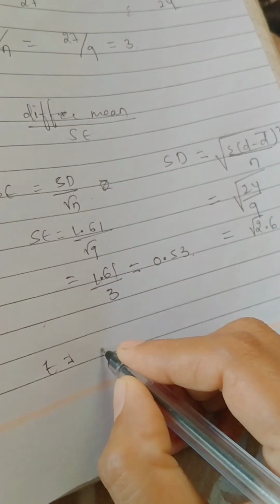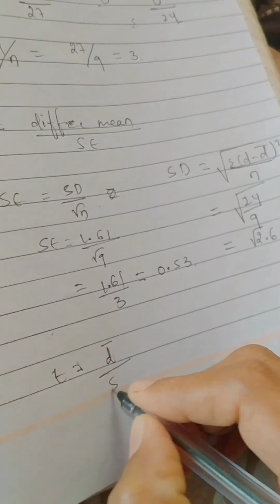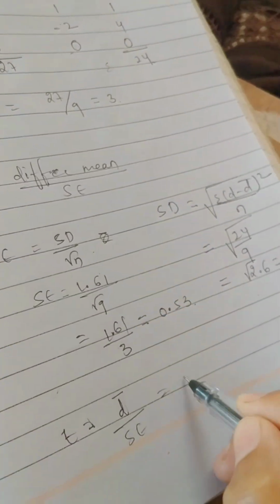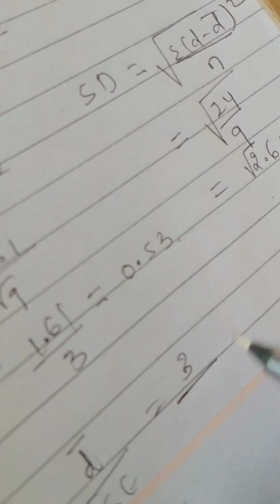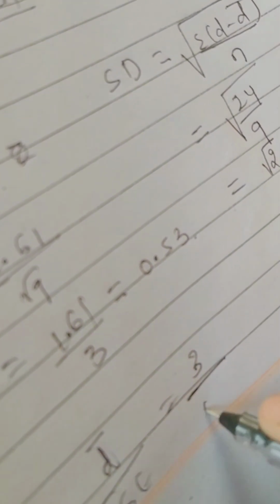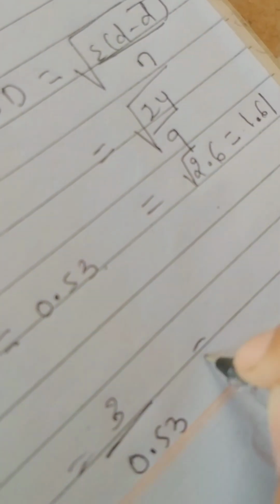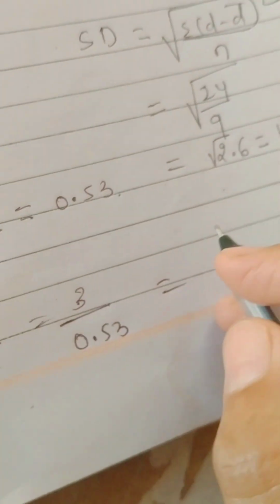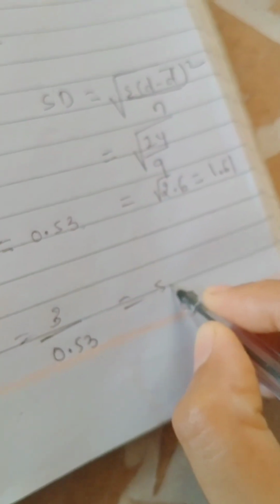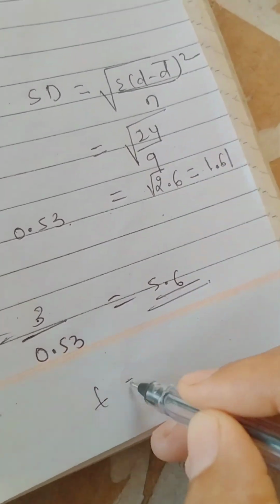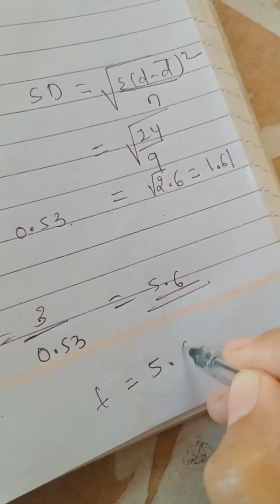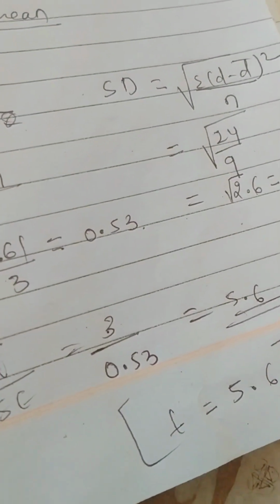So the t value is the difference mean, which is our d bar, divided by the standard error. We have a difference mean of 3, which we have calculated already. This is our difference mean, divided by the standard error of 0.53. After dividing this, we'll get around 5.6. So 5.6 is our calculated paired t value. So t is 5.6.